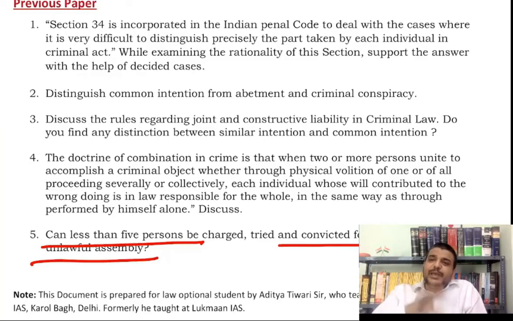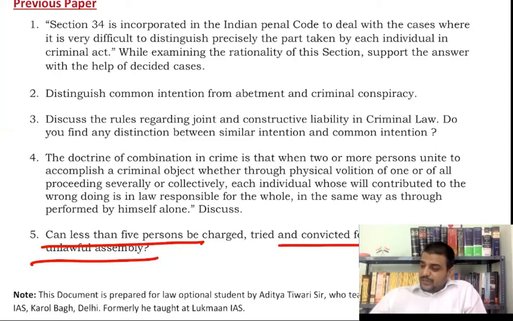but only 3 could be apprehended. It means that at the time of the commission of the offense, 5 were there, so the 3 can be charged. But if only 5 were there and 2 were held not guilty under 149, then the 3 will also be held not guilty, because less than 5 cannot be charged.